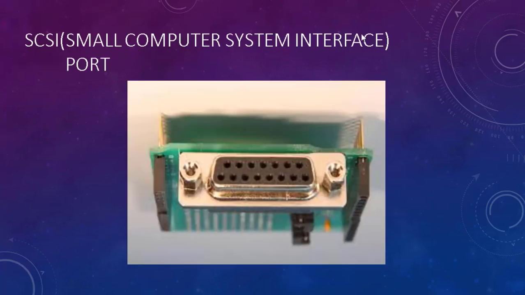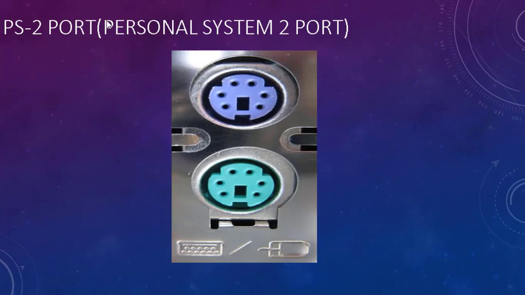SCSI port, small computer system interface port. This port is used for adding external devices such as high-speed hard disk, high-end scanners, CD-ROM devices. The next port is PS2 port, that is personal system 2 port. This port is used to connect keyboards and mouse and it was developed by IBM. As you can see these ports over here, they are used to connect the keyboard and the mouse.